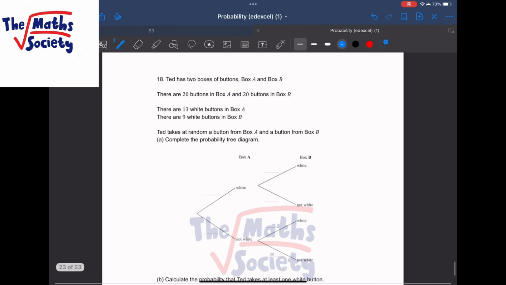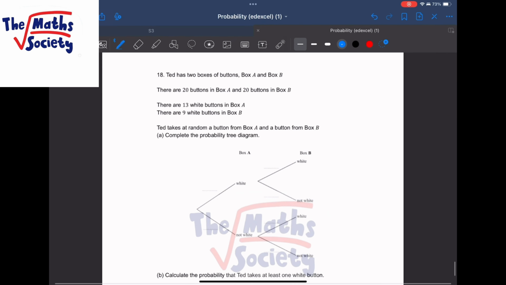Okay, so now we go on to number 18. So 18, it says that Ted has 2 boxes of buttons, box A and B. Complete the probability tree diagram. So 20 buttons in box A, 20 in box B. 13 white in box A, so that's 13 by 20. So this is 7 by 20. Box B, 9 white, 11 by 20.